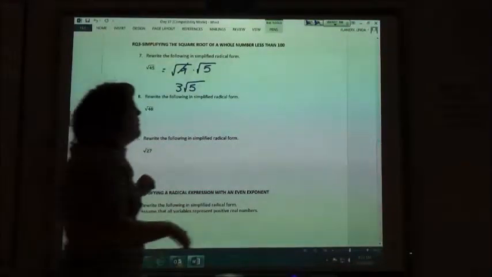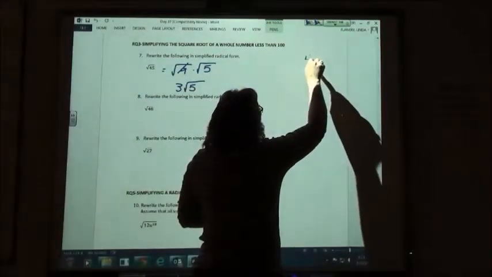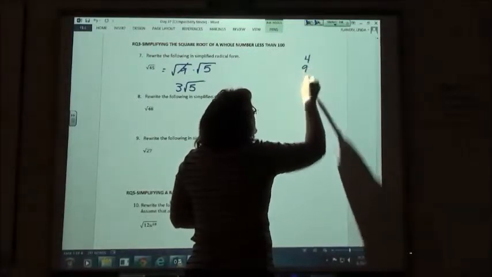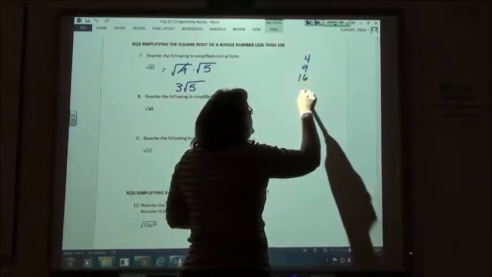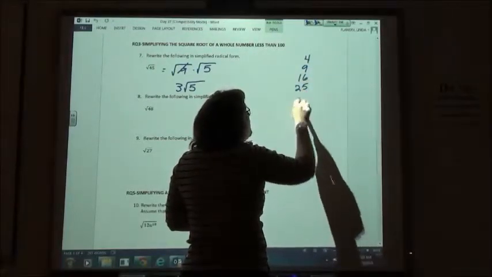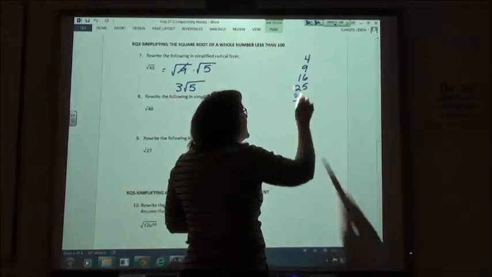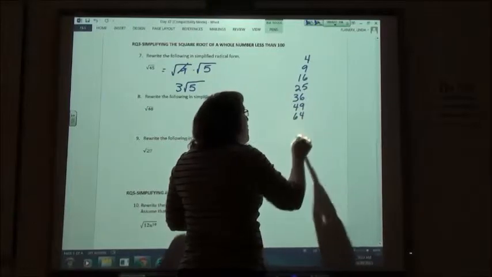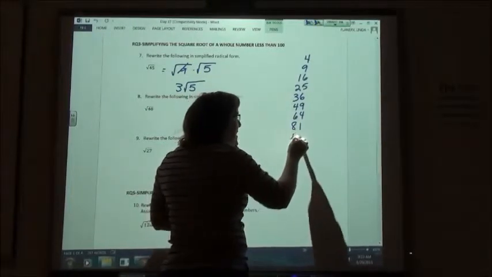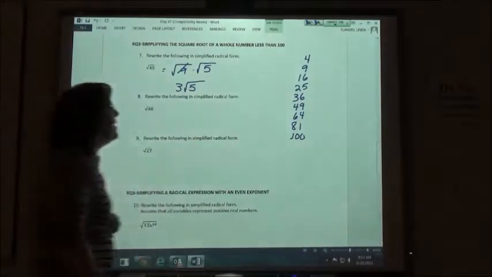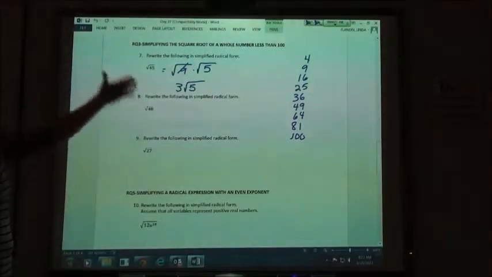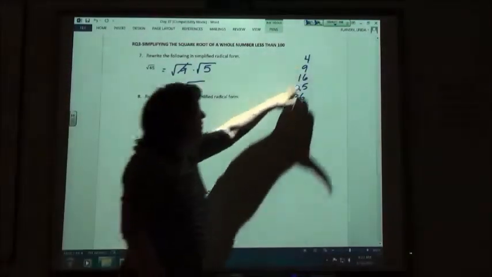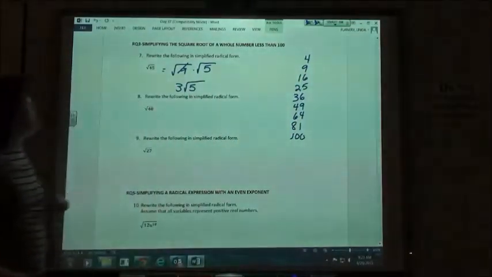So think of your numbers that are perfect squares. 2 squared is 4, 3 squared is 9, 4 squared is 16, 5 squared is 25, 6 squared is 36, 7 squared is 49, 8 squared is 64, 9 squared is 81, 10 squared is 100. That's probably big enough. But those are the factors that you're looking for. What's the biggest one of these that divide evenly into my number?